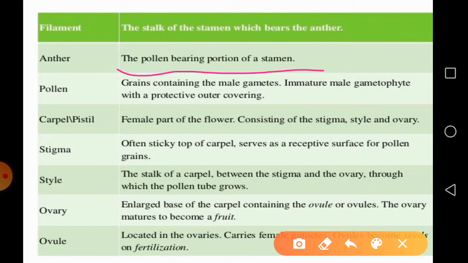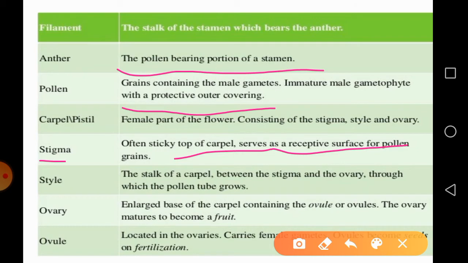Then pollen: these are the grains containing the male gamete, or immature male gametophyte, with a protective outer cover, called a pollen grain. Okay. The next one is carpel, the female part of the flower consisting of stigma, style and ovary. Then stigma, which is often the sticky top of the carpel, serves as a receptive surface for a pollen grain.